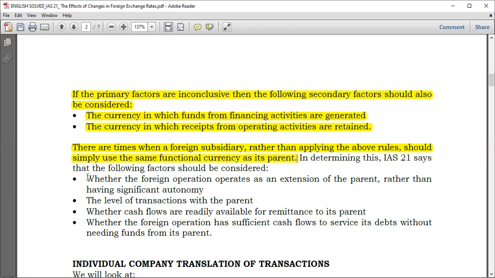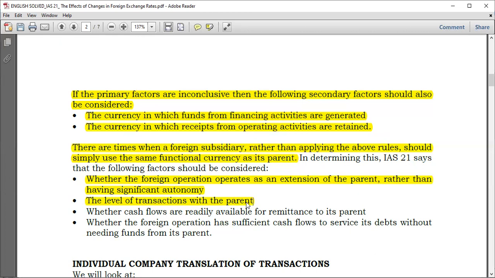The first one, whether the foreign operation operates as an extension of the parent rather than having a significant autonomy. Lack of significant autonomy just means you are just an extension, you're just like a branch. So actually you just have to follow what the parent does, regardless of the country you are in, regardless of the factors above. But also maybe the level of transactions with the parent. Presume that the parent is in Nigeria, the subsidiary is in the US, but actually 90% of the transactions are made with the Nigerian parent company. That means that even those currencies, there is no need to convert them. You just have to retain them in Nigerian naira, right?